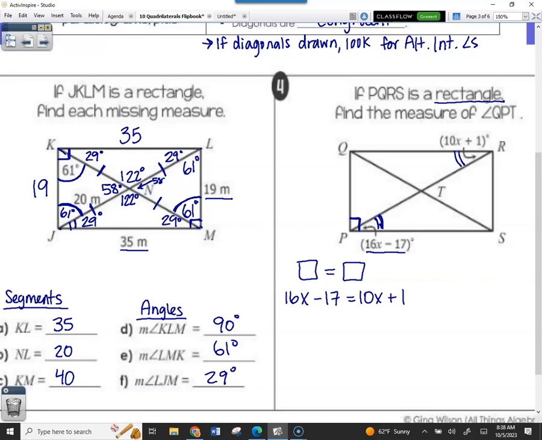What'd you get for x? Are y'all solving this? Logan, are you working? Are you working?